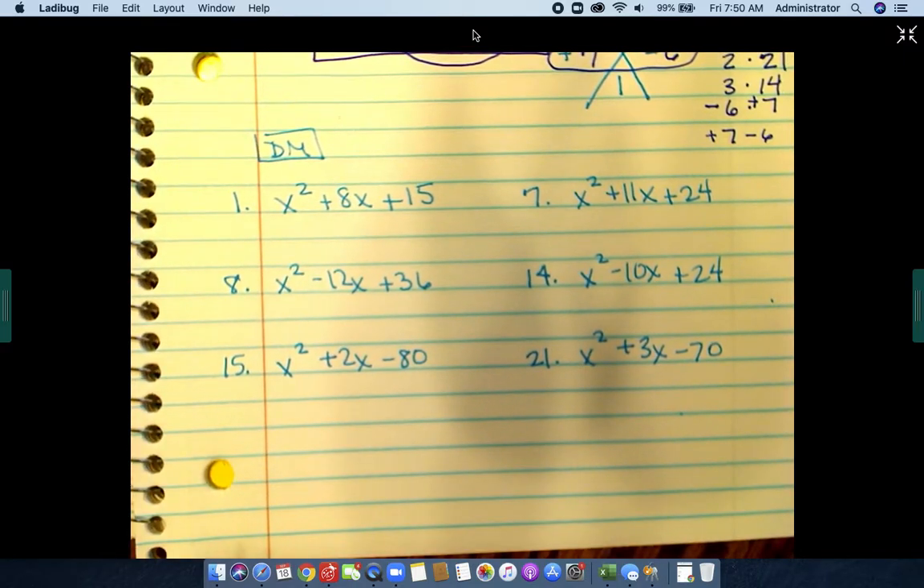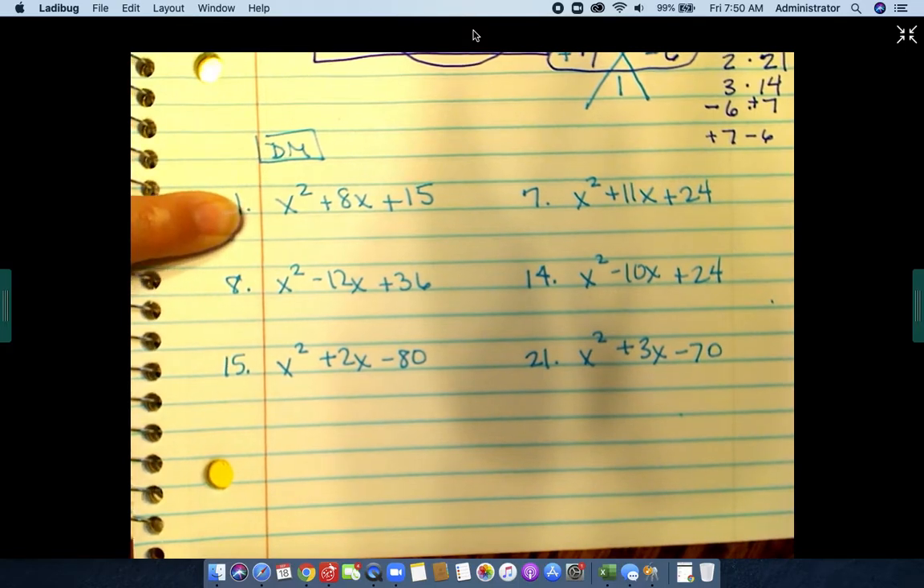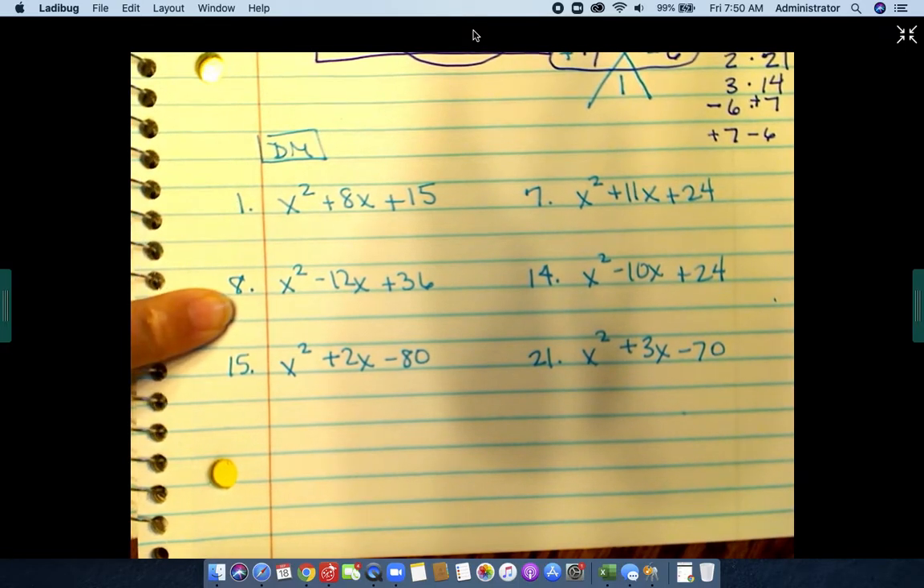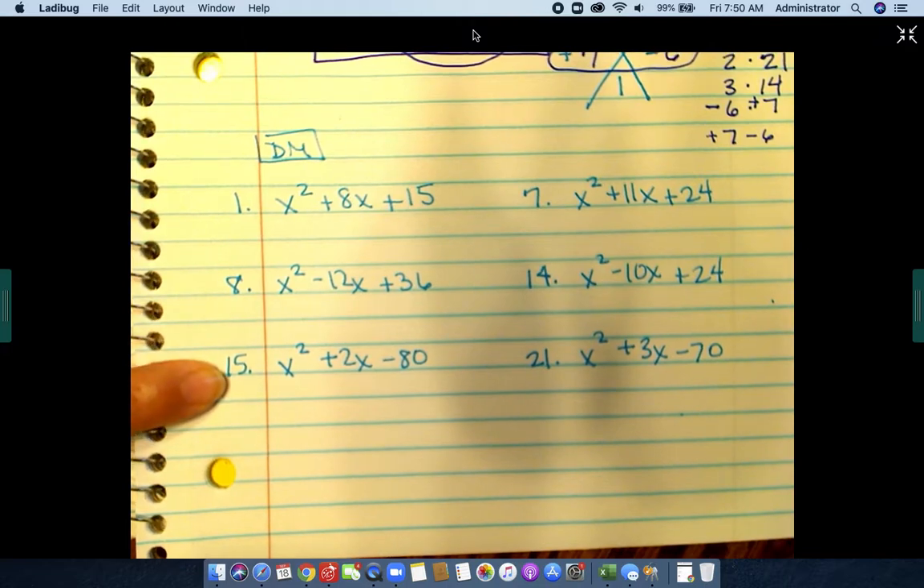All right, so now we're going to go to our Delta Math assignments. I've got 6 problems to work out. There are 21 problems in the set, but I'm doing 6 of them for you. So you will have 15 on your own. And you can probably guess it. You're going to have 5 where the signs are plus plus, 5 where the signs are minus plus, and 5 where the signs are plus minus.